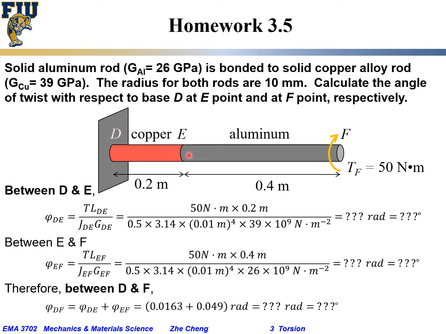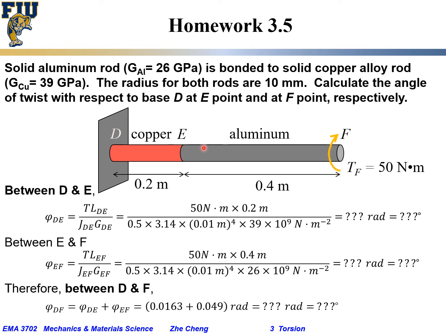The copper rod and aluminum rod are strongly bonded together, and they are fixed at the D end. You have torque applied at the free or F end. We want you to calculate the angle of twist with respect to base D at point E, at the joint point, and at point F, the free end, respectively.